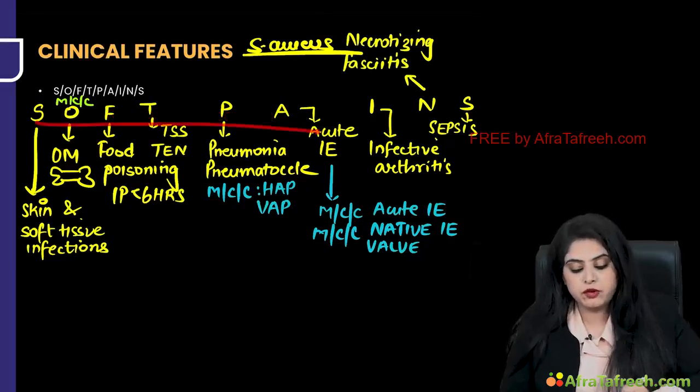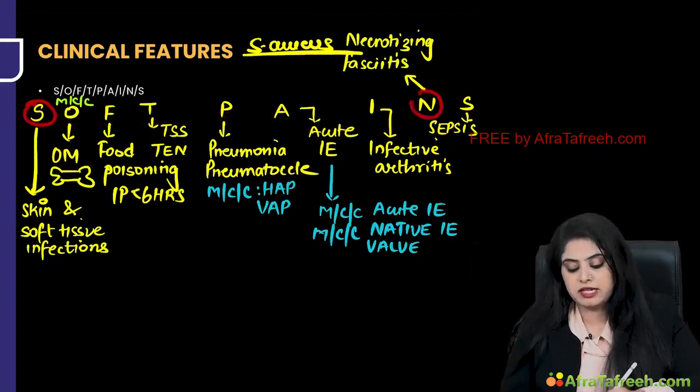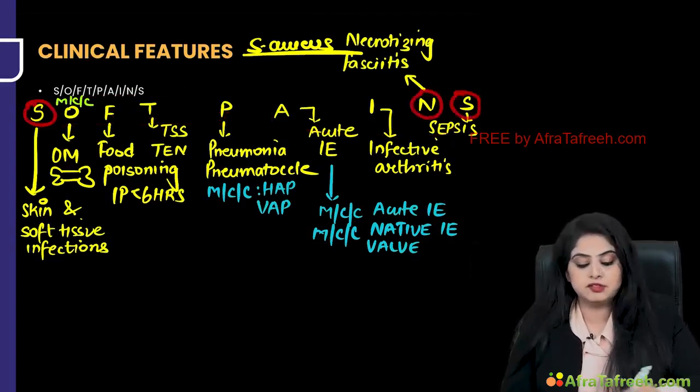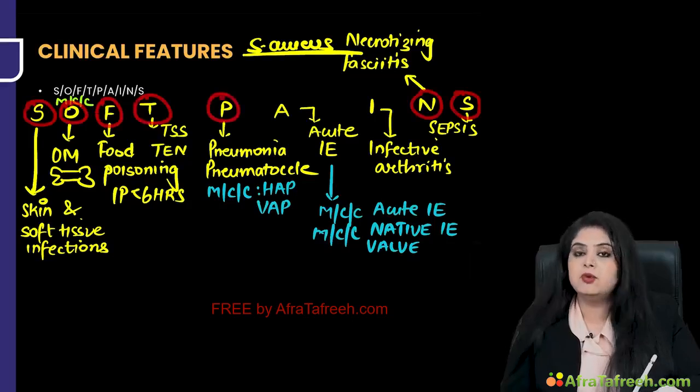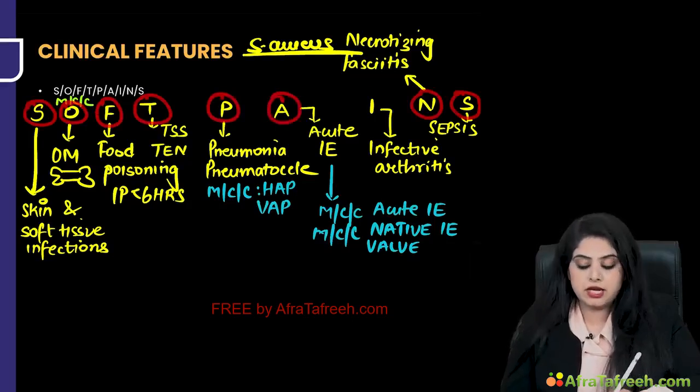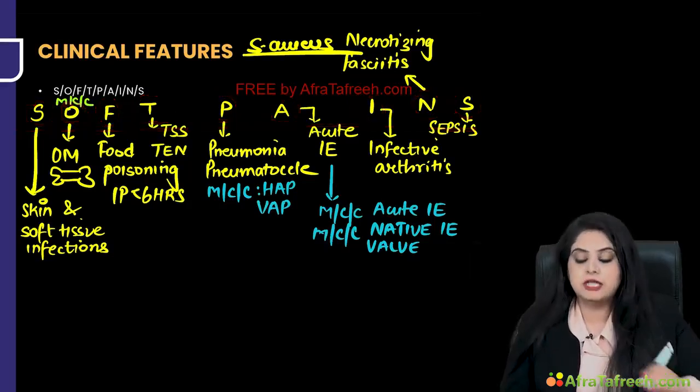So please note SOFT PAINS. A quick 10-second recap. Soft tissue infections, along with that necrotizing fasciitis and sepsis. Osteomyelitis, food poisoning, TSS, TEN, pneumonia, pneumatocele, acute endocarditis, infective arthritis. That makes it SOFT PAINS, and you're done with the clinical features.